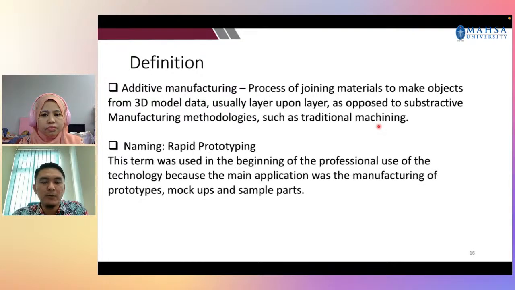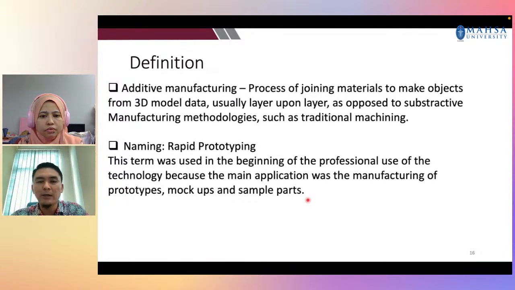Another name for AM is rapid prototyping. This term was used in the beginning of the professional use of the technology because the main application was the manufacturing of prototypes, mock-ups, and sample parts. But right now, the current trend of additive manufacturing is no longer for prototypes only. There are some cases where we fully utilize the 3D printer to develop the end product, so it depends on the application.